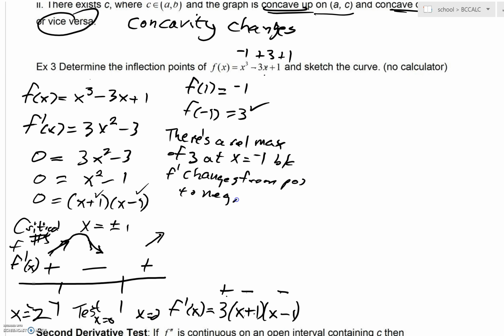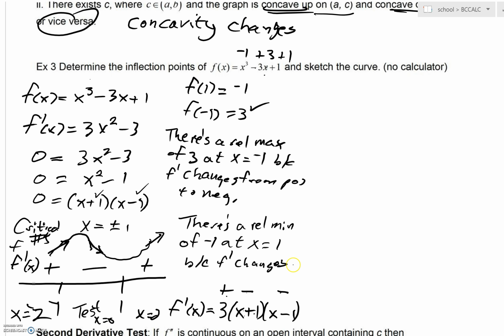Similarly, we can say there's a relative min at x equals 1. Take a look at this, connecting the down and up. We can say there's a relative min of -1 at x equals 1 because f prime changes from negative to positive.